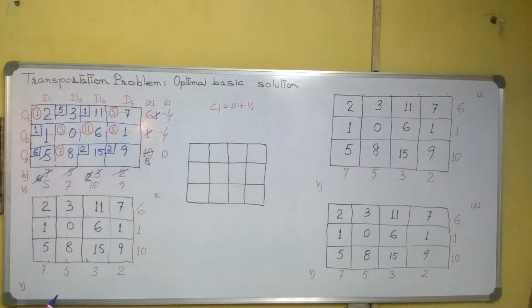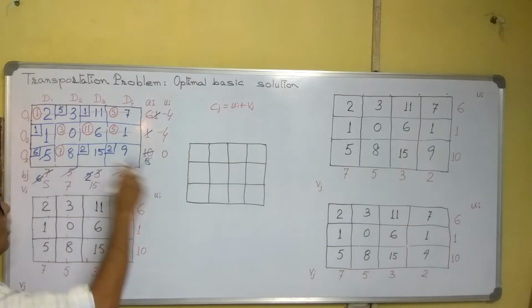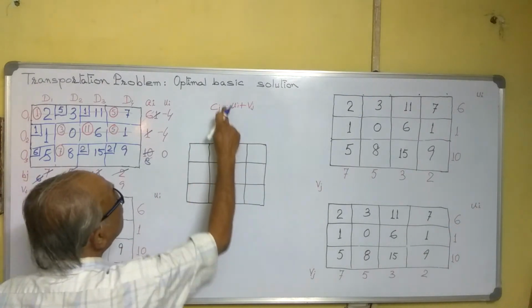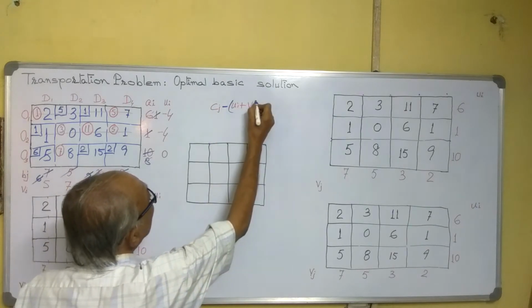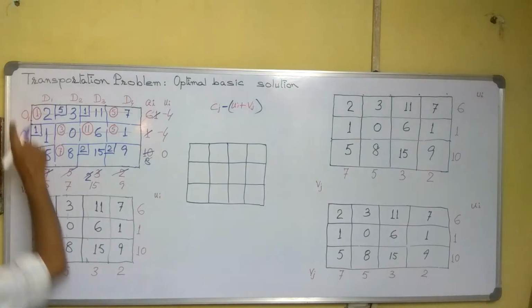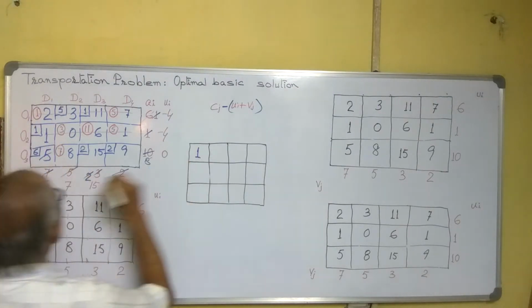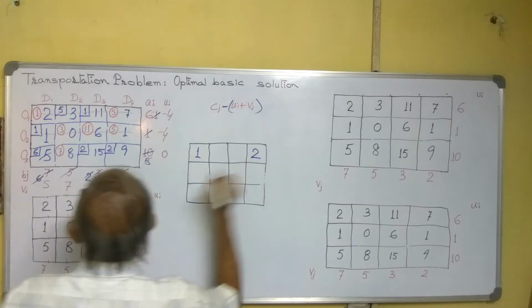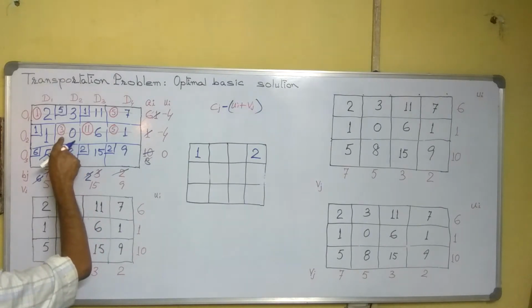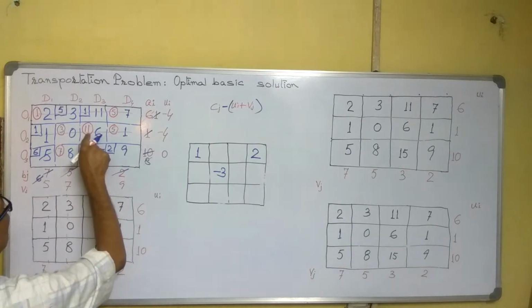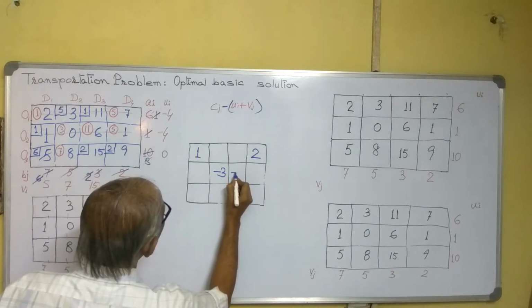See carefully, and now we will fill up the unallotted cells. See here how to do. We will do Cij minus (ui plus vj) for unallotted cells. That is here 2 minus 1. It will become 1. Here it is 7 minus 5, 2. Here it is 0 minus 3. So it will be minus 3. 6 minus 11. It will be minus 5.